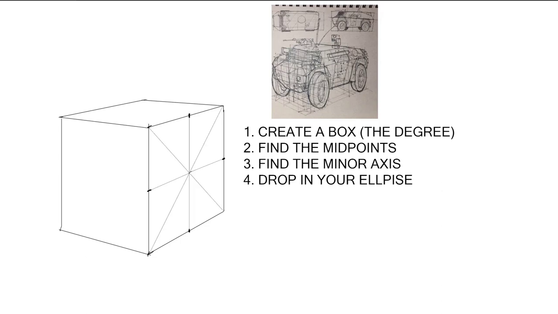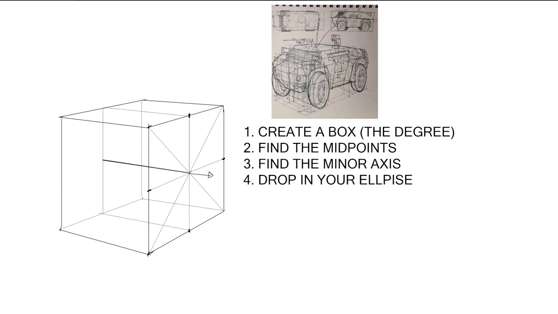Your second step will be to find the midpoints of this plane. So I just use a simple box division technique to find the midpoint on each side of this square plane. Your third step is to find the minor axis. Now the minor axis, I think of this as the axle of your vehicle. If you're drawing a wheel, this is the point that the wheel will rotate around.